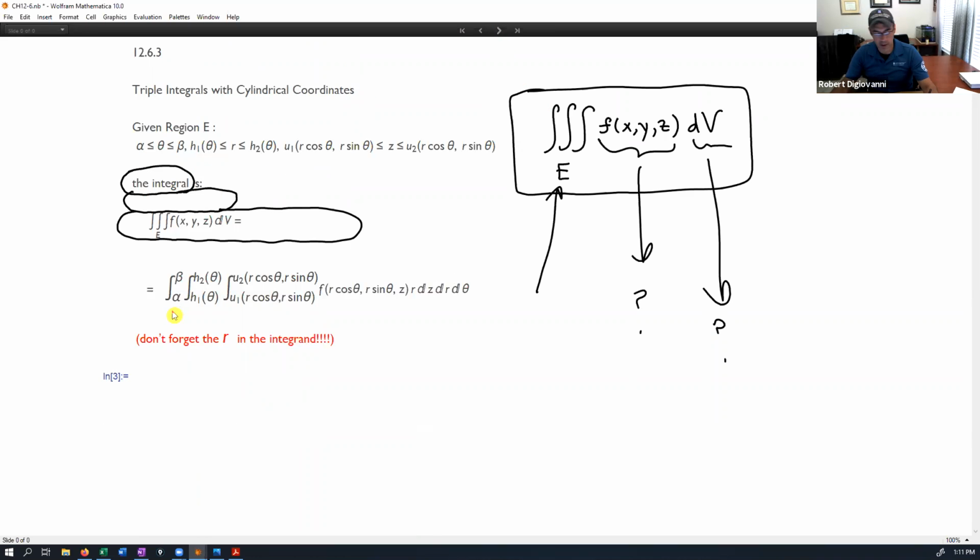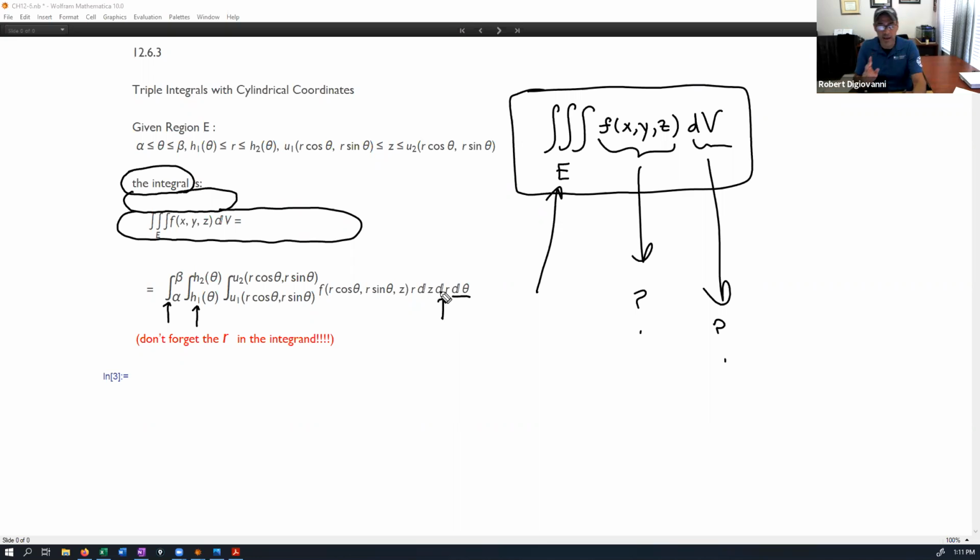We're going to have our triple integral. Our first outer integral is going to go between alpha and beta, and we will go in with respect to theta on the outside integral. Then the middle integral will be our function of theta. That's the thing that's controlling the radius of the region, the polar region on the ground. That'll be with respect to r.